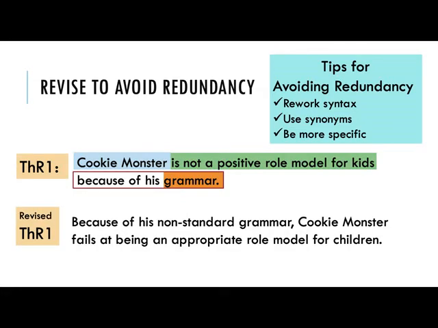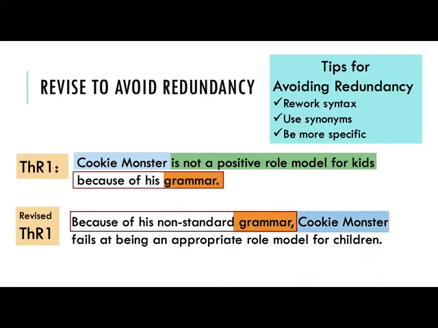Okay? You might reword it to say something like, because of his non-standard grammar, Cookie Monster fails at being an appropriate role model for children. So when we look at this, the first thing you notice is that the reason begins this topic sentence. But you notice it's very similar to what we had before. We've just enhanced it a bit. We've added the modifier non-standard to grammar. Otherwise, it's similar. Then you'll also notice, look, Cookie Monster's still there.